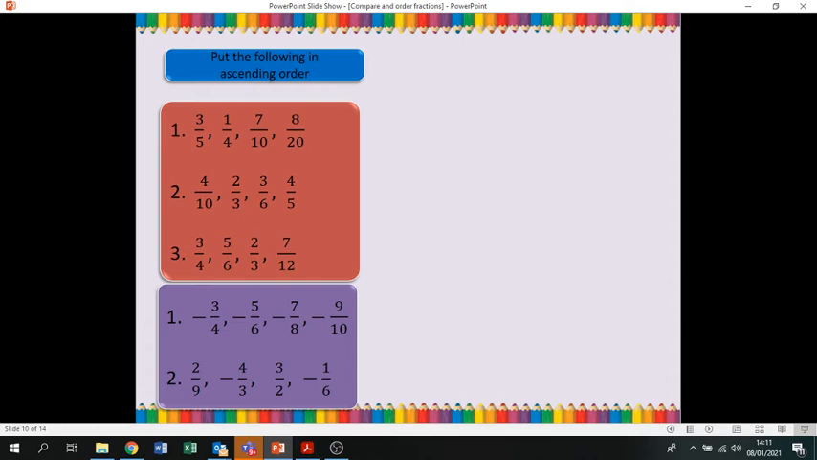As you'll see, the purple ones have got some negative fractions in them. So if you look at the purple first one, that's minus 3/4, minus 5/6, minus 7/8, and minus 9/10. So you do the exact same method, get the denominators the same, okay? But just make sure that they're negative numbers. So when you order them, you need to bear that in mind.